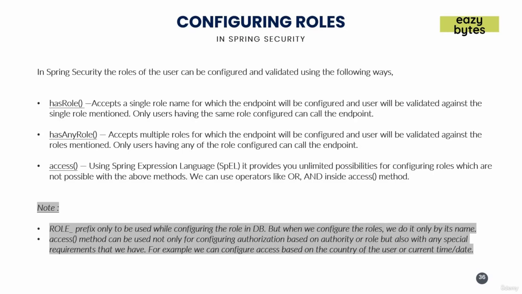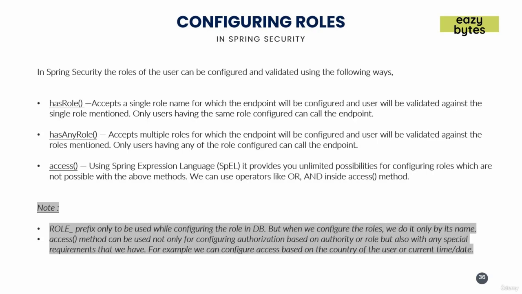In the previous video, we looked at the difference between authority and roles. Now, in this video, let's try to understand how to configure roles and perform authorization using them. Similar to authorities, we also have three different methods: hasRole, hasAnyRole, and access methods, which will allow you to perform some configurations based upon the roles.